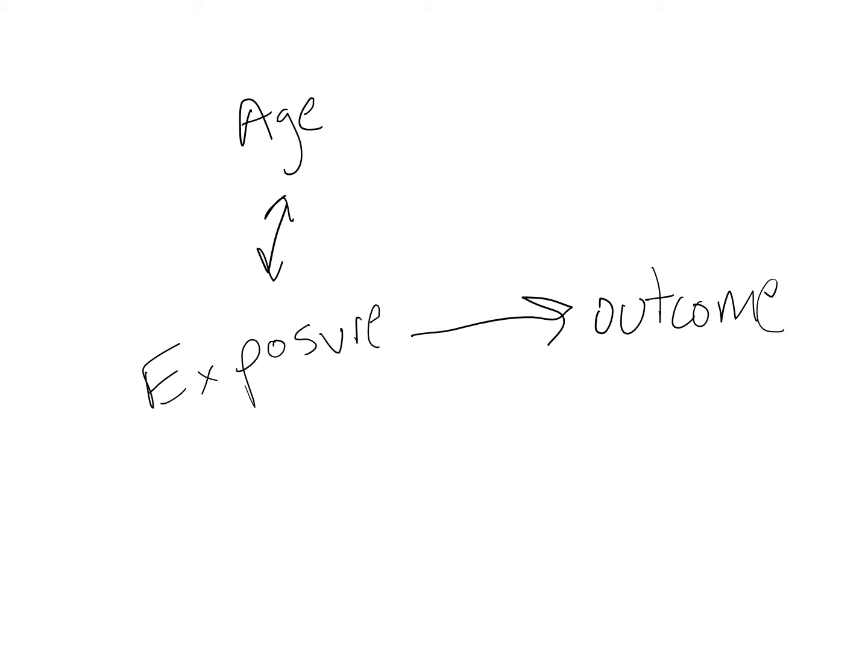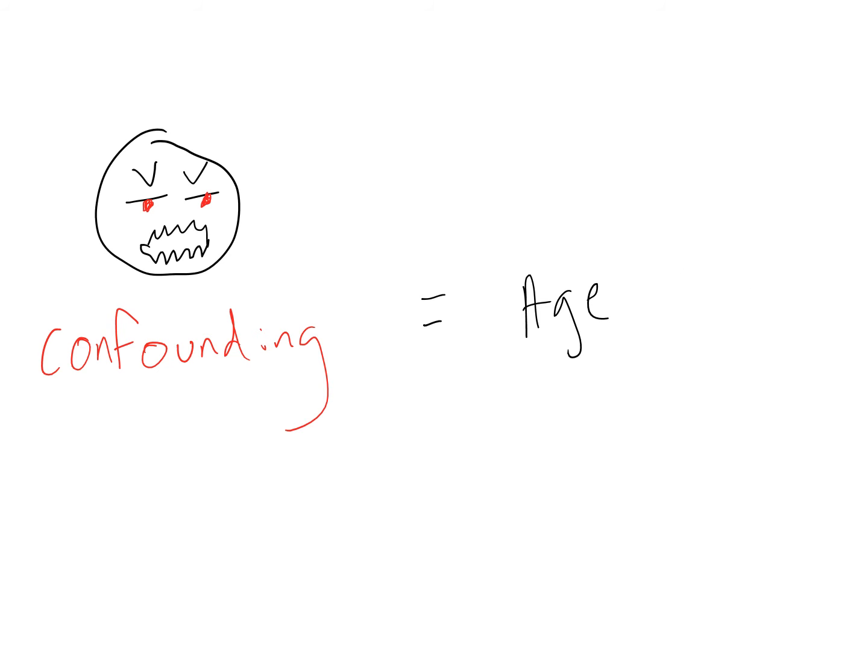But then we take a look at our data and we notice that those in the exposure group tend to be older than those in the unexposed group. Not only that, but we know that older people tend to be more likely to develop our outcome of interest. And so we're worried that we found an association between exposure status and our outcome simply because those who were exposed tended to be older than those who were not exposed. In other words, we are worried that it's age that causes the outcome and not our exposure of interest. In this case, age is the confounding variable.